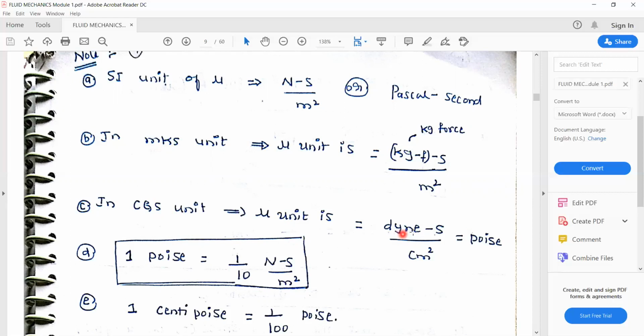One dyne second per centimeter square is nothing but poise. 1 poise is equal to 1 by 10. This is the conversion actually.